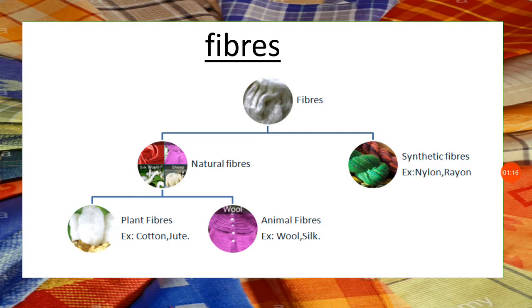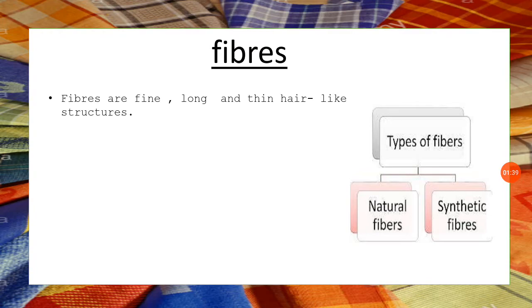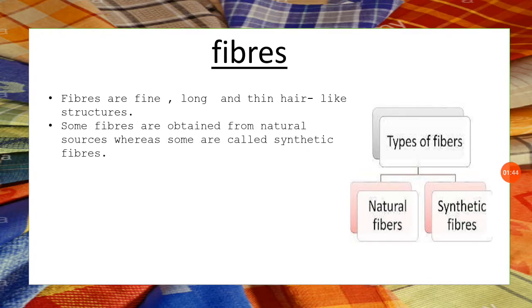Fibers are divided in two categories, that is natural fibers and synthetic fibers. Natural fiber is further divided in two categories, that is plant fibers and animal fibers. Fibers are fine, long, and thin hair-like structures. Some fibers are obtained from natural sources, whereas some are called synthetic fibers.